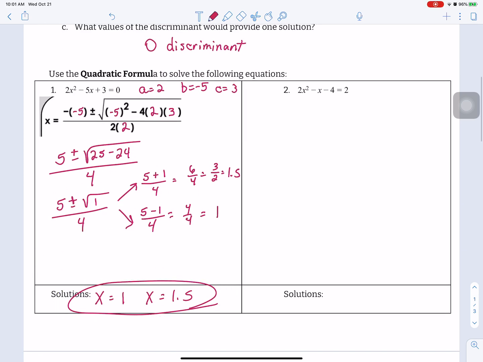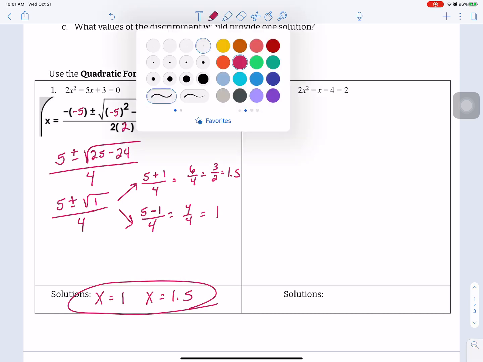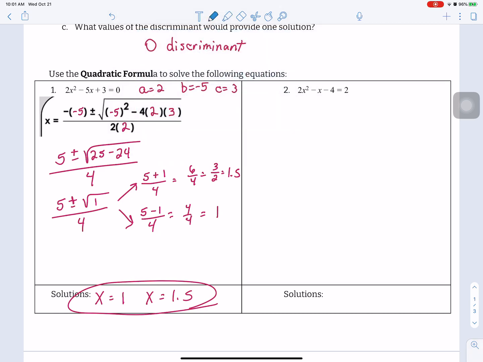So our next one, just so you can see it more than once here, we need to make it equal to 0. So 2x squared minus x minus 6 equals 0. If it's not equal to 0, it does not work. So in this case, our a equals 2, our b equals negative 1, c equals negative 6.